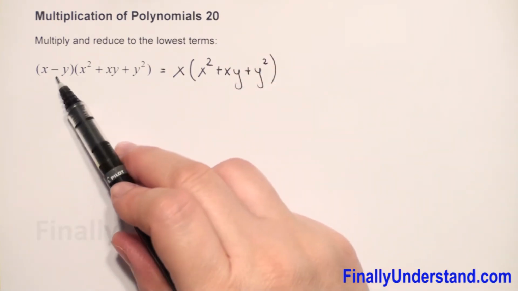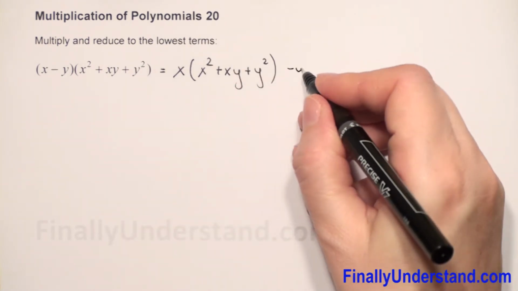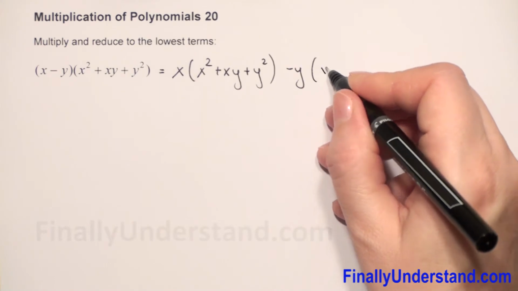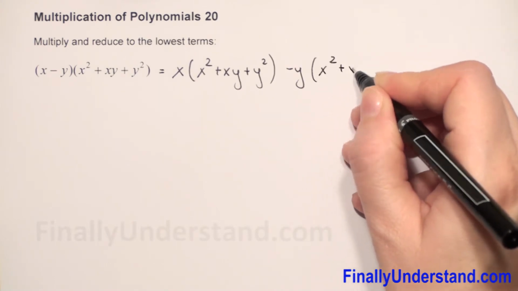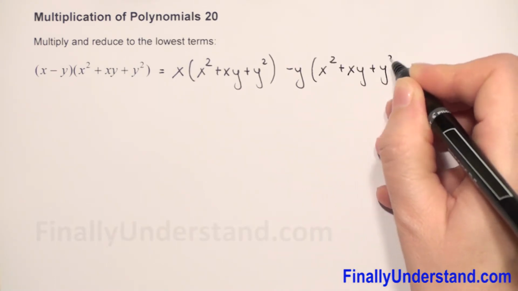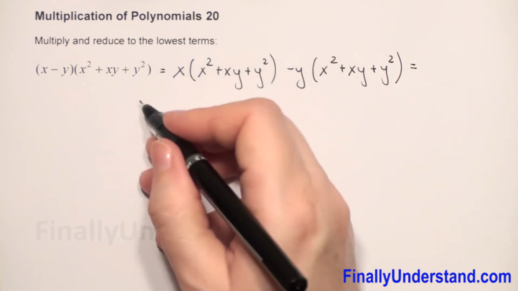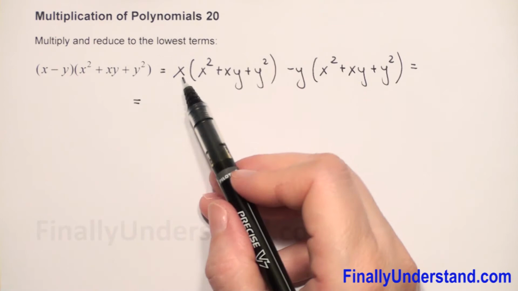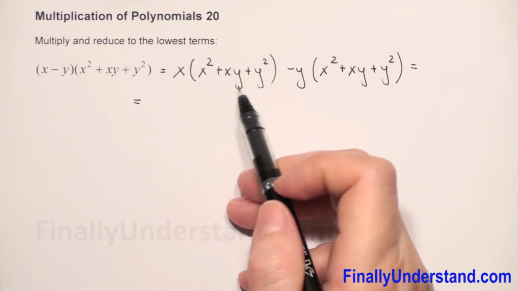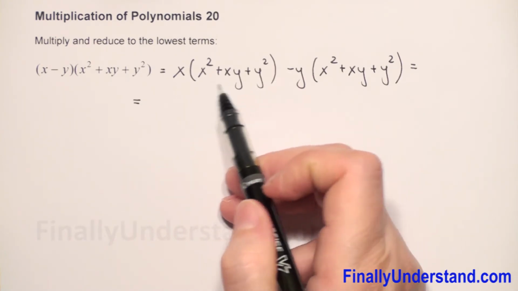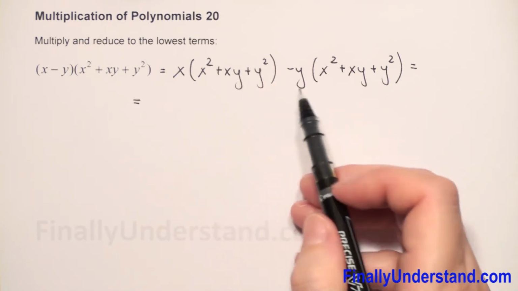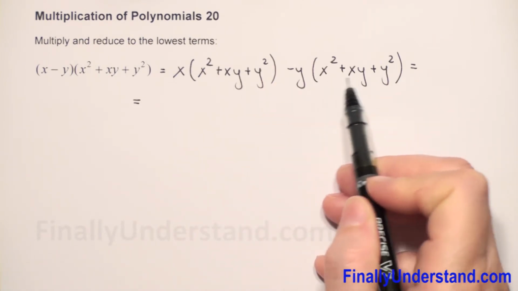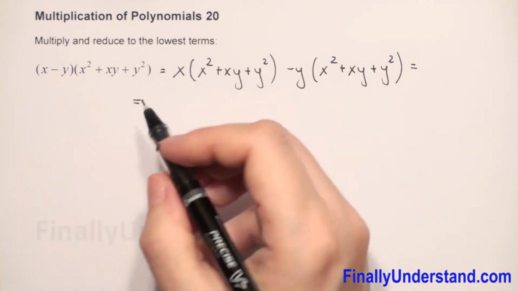And now we have negative y, we have to multiply by every expression in the second parenthesis. So let me copy this, x squared plus xy plus y squared. So this is equal. Now we have to use the distributive law of multiplication. We have to first distribute x over each term in the polynomial, and next we have to distribute negative y over each term in the polynomial.